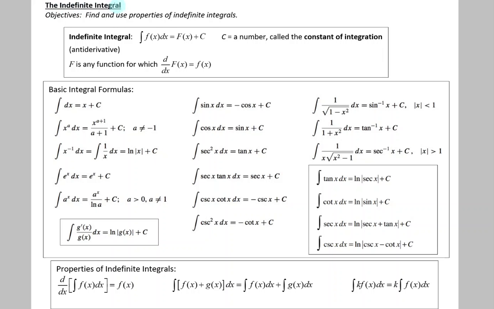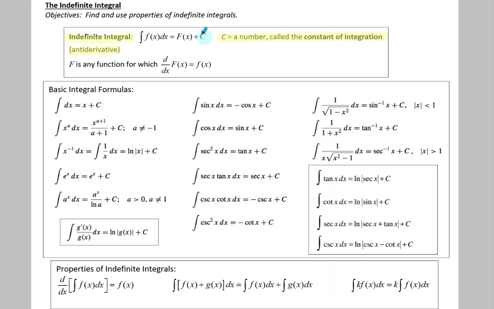The indefinite integral. Our objective is to find and use properties of indefinite integrals. The indefinite integral, also known as the antiderivative, is the integral with no limits of integration, an integrand function, the dx, the differential, representing the variable of integration, that equals the antiderivative capital F of x plus c, where c is a number commonly called the constant of integration.